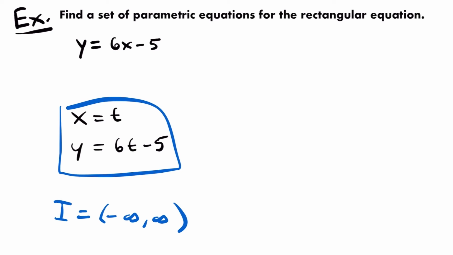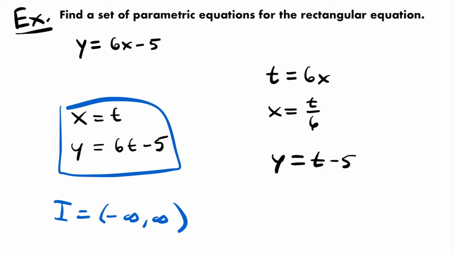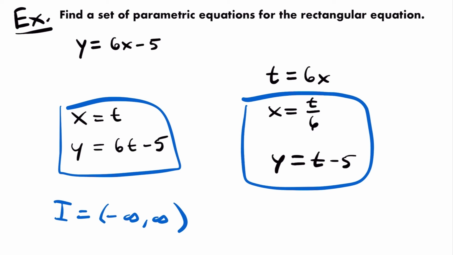But another way that you could do it is to let t equal 6x. Instead of just letting t equal x, we're just going to take all of this, 6x, and let that equal t. And so if we solve for x by dividing both sides by 6, that will give us that x is equal to t divided by 6. And then since 6x is equal to t, we'll just replace 6x with t in our equation for y and have that y is equal to t minus 5. And so that is another set of parametric equations that would represent this rectangular equation. All right, so there's multiple ways that you could do this. There is not going to be just one correct answer.